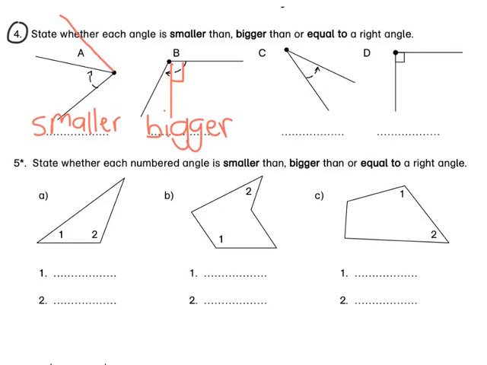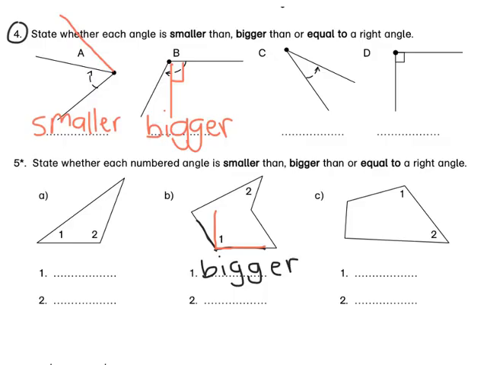Let's continue. Number 5. State whether each numbered angle is smaller than, bigger than, or equal to a right angle. I'm going to do the first two for you. If we look at 1, this is the angle that we are talking about. Now, we can see that that is one arm and that is another arm. If this were one arm of a right angle, the angle would go like that. Therefore, we see that 1 is bigger than a right angle.